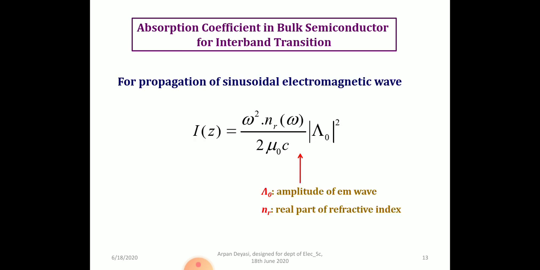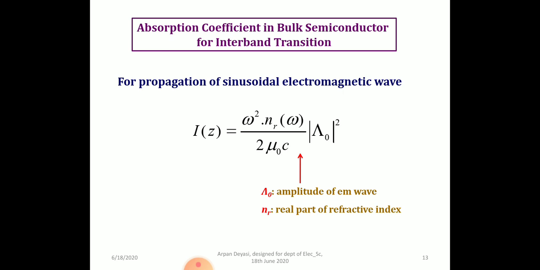The question is, what is I? I is the intensity. Naturally we don't look after the intensity too much, but intensity is also a function of the frequency and also a function of the refractive index. Look at the equation. Now there is a term nr. Nr is the real part of the refractive index. We don't take the imaginary part. So I is a function of n and omega.